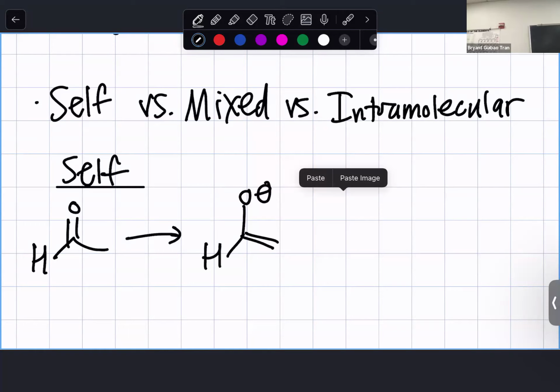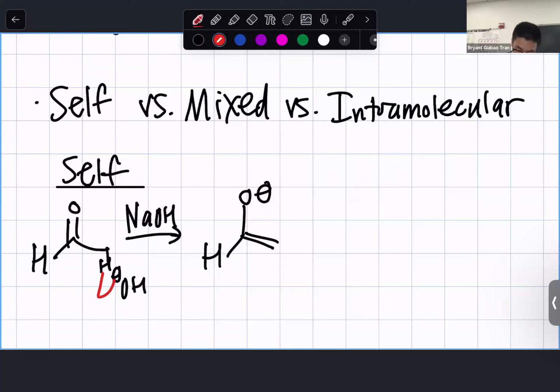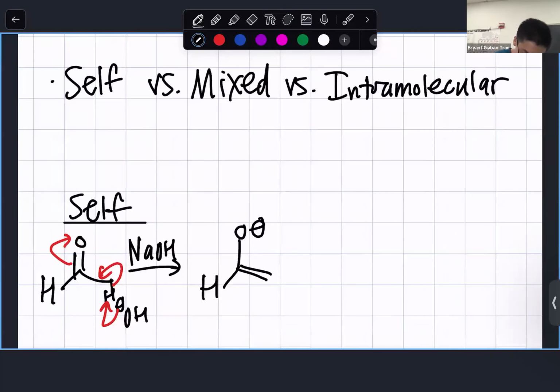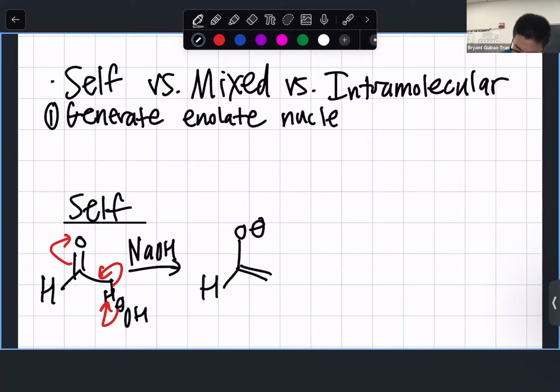To form this enolate from this carbonyl, we have to deprotonate the alpha hydrogen. To deprotonate the alpha hydrogen, we need a strong base, which is why this reaction always occurs in basic conditions. It never occurs in acidic conditions, because acidic conditions can never form this enolate ion. So let's say we use NaOH as the base. That hydroxide ion is going to deprotonate that alpha hydrogen and form that enolate ion. Now we have our nucleophile. That's the first step of the mechanism: you generate your enolate nucleophile.